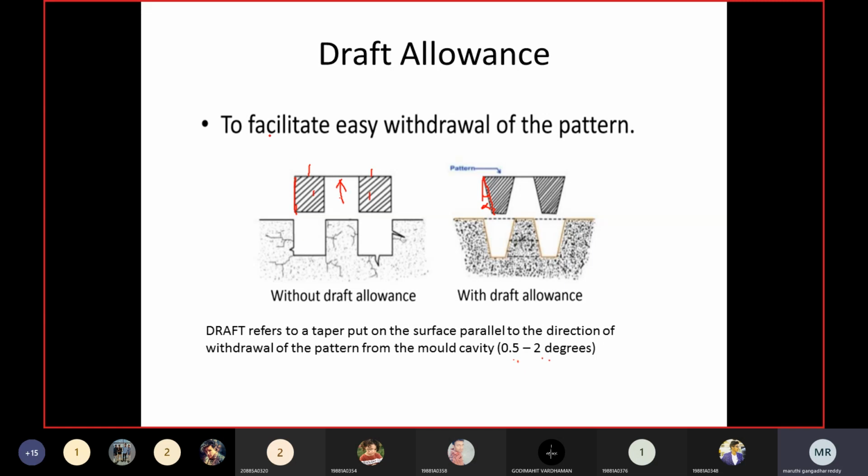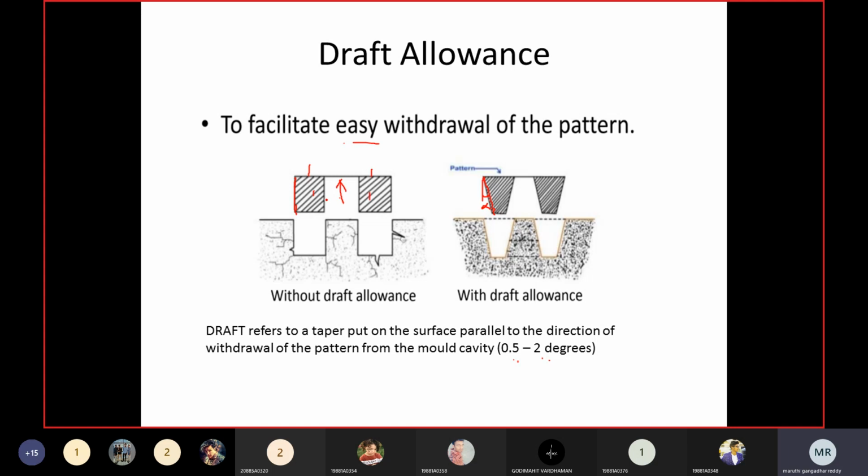Here you can observe rather than making this vertical surface straight, we are providing tapered surfaces on the vertical faces of the pattern. Why? Because in order to facilitate the easy withdrawal of the pattern. So just to recall the video that I have played in the previous class, the person is inserting the draw spikes and then he is slightly shaking the pattern and then he is lifting. Why? Because the sand will get adhered to this pattern.